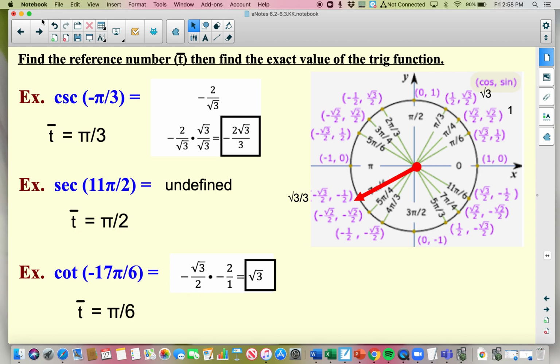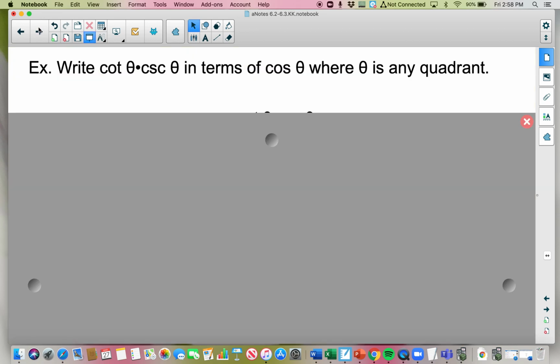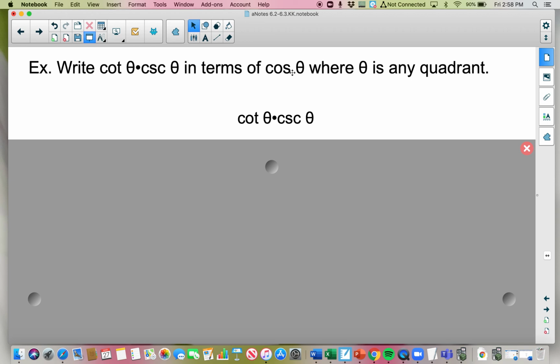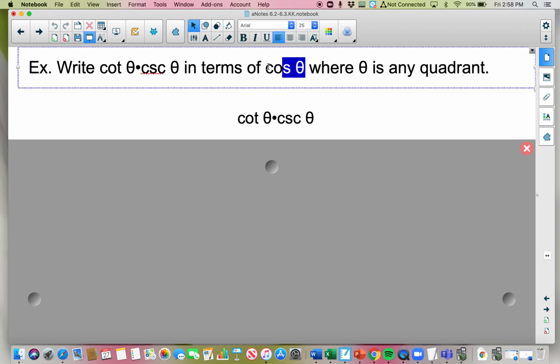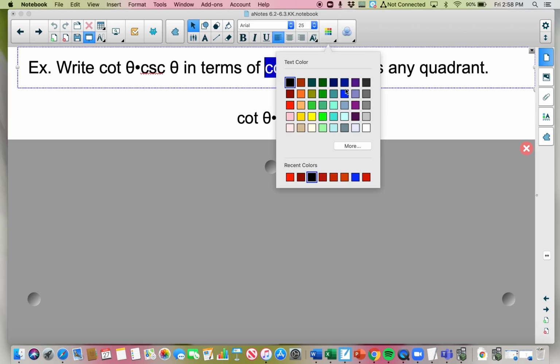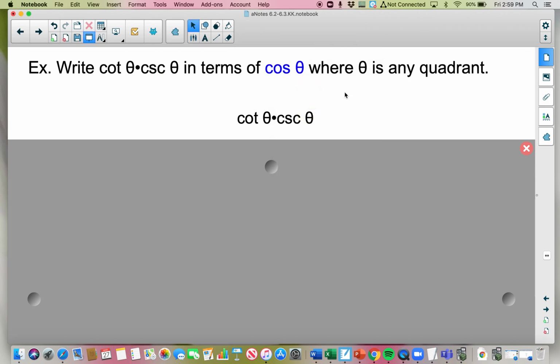All right, so moving on, you will also be asked to write a trig expression in terms of another trig expression. We did a little bit of this in chapter 5. So we're going to write cotangent of theta times cosecant of theta in terms of cosine of theta, and theta can be in any quadrant, which is nice. Okay, so starting out with cotangent times cosecant, I want all of this to be in terms of cosine. I'm going to highlight this in blue. That's my goal, right? I want to get everything in terms of cosines.